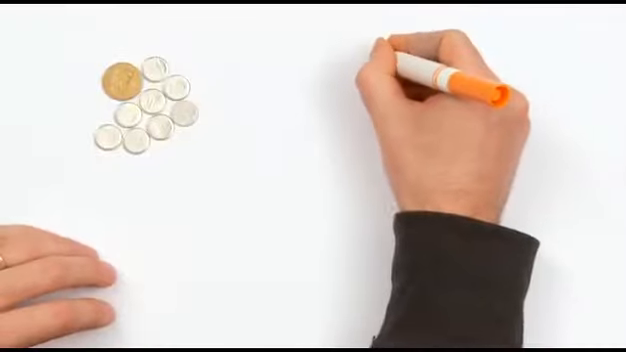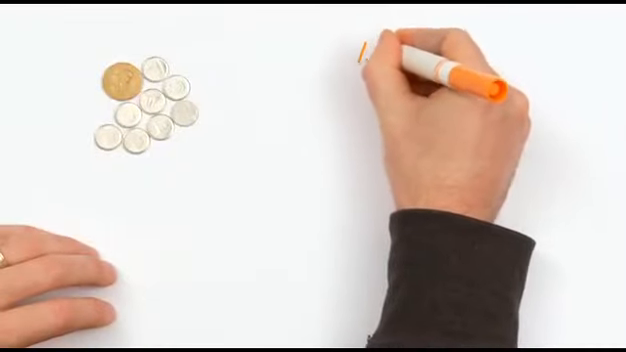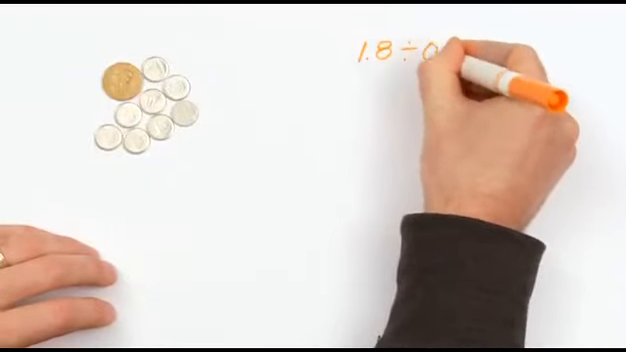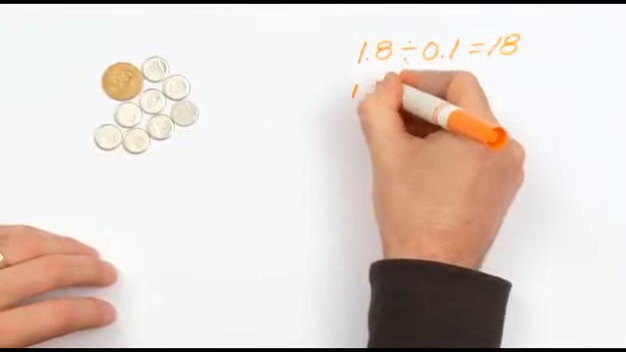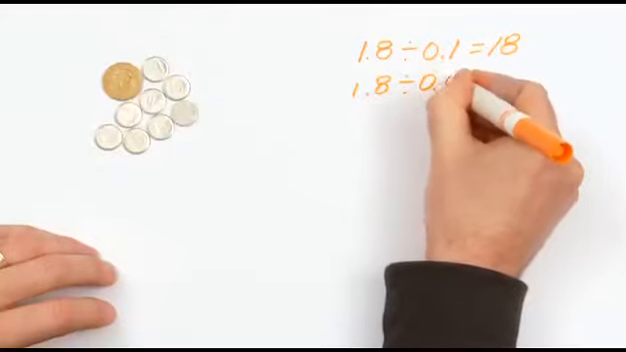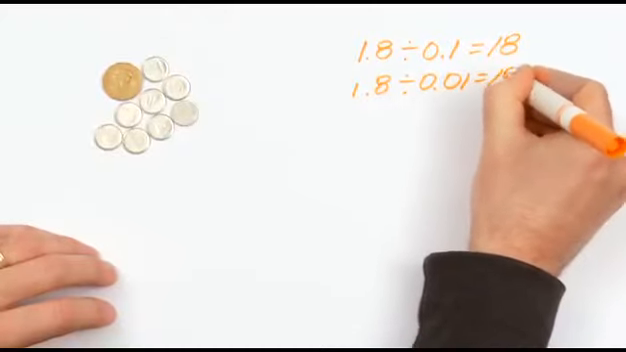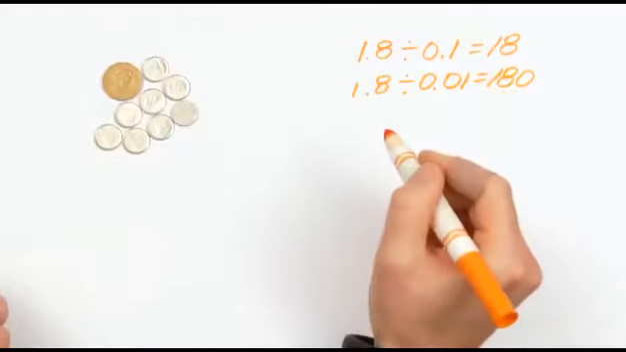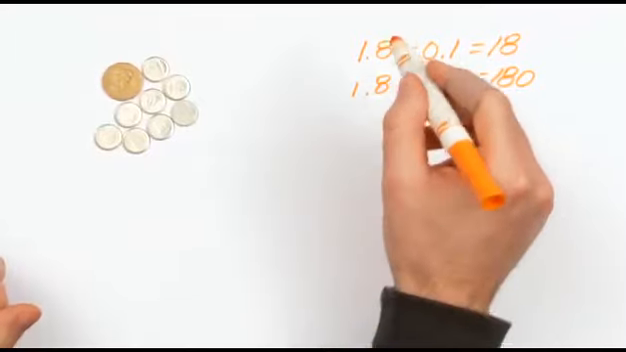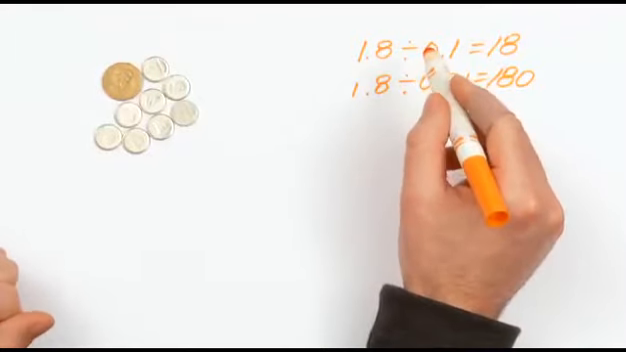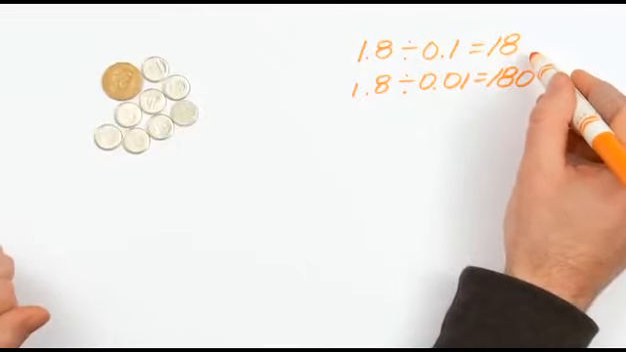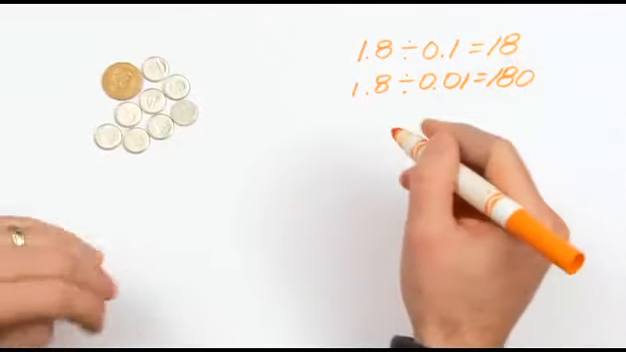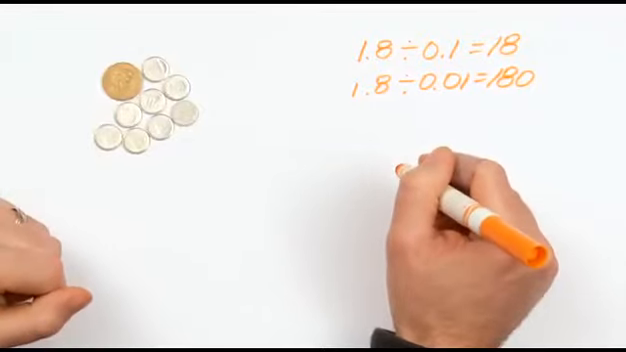So in our first two examples, we found that 1 8/10 divided by 1/10 was 18. We also found that 1 8/10 divided by 1/100th was 180. But in each of these cases, we started with a number. When we divided by a decimal between 0 and 1, we ended up with a number that was greater than the number we started with. I wonder if that's always going to happen when we divide by decimals.